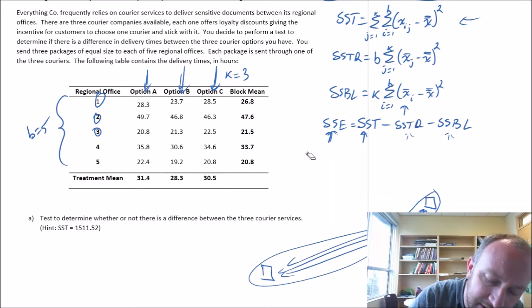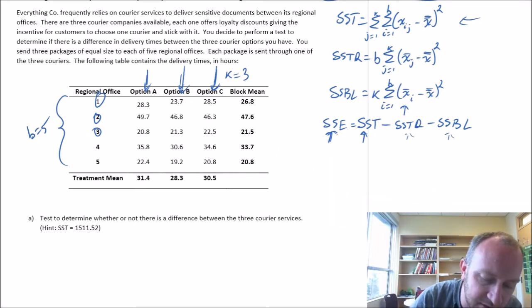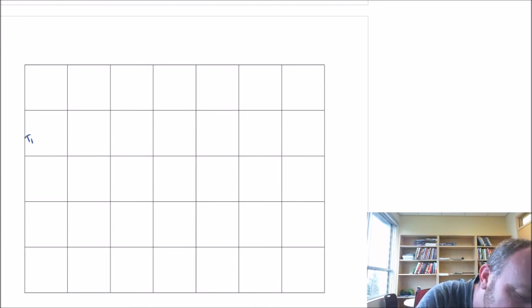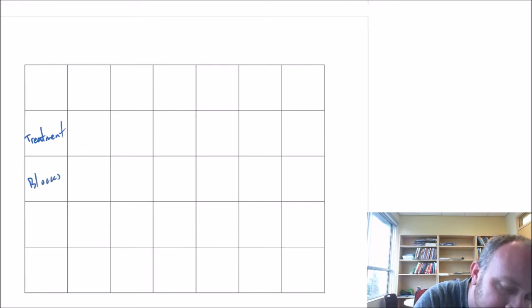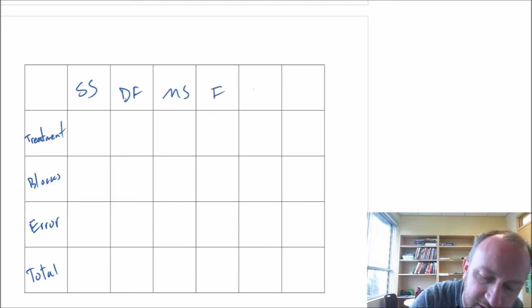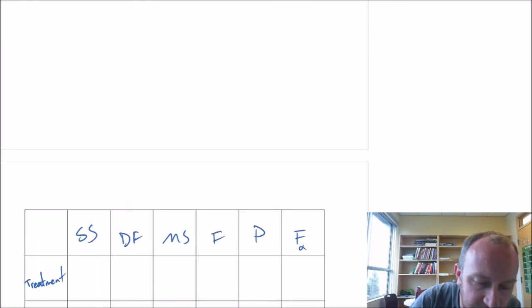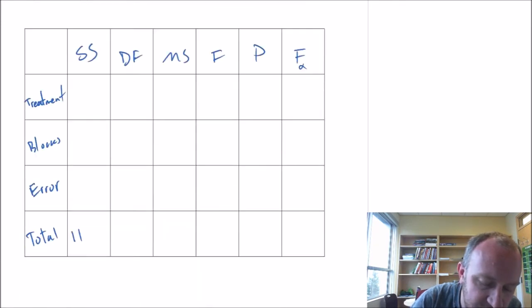Okay, so let's get into the calculations here, and then we'll see what we come up with. So here's SST we've got. Let's fill in our table down here. So this is going to be treatments. This will be blocks, error, and total. Sum of squares, degrees of freedom, mean square, F statistic, p-value, and critical F. Our sum of squares total was given to us, what was it, 1511.52.